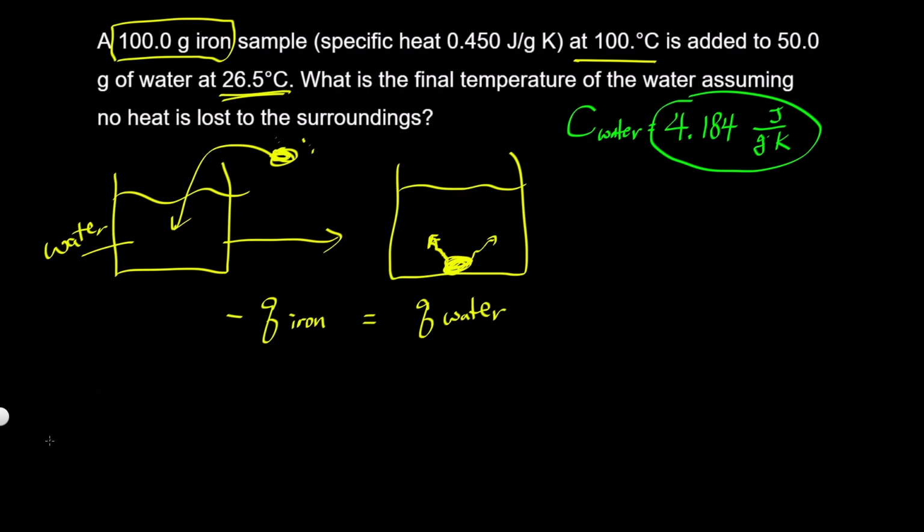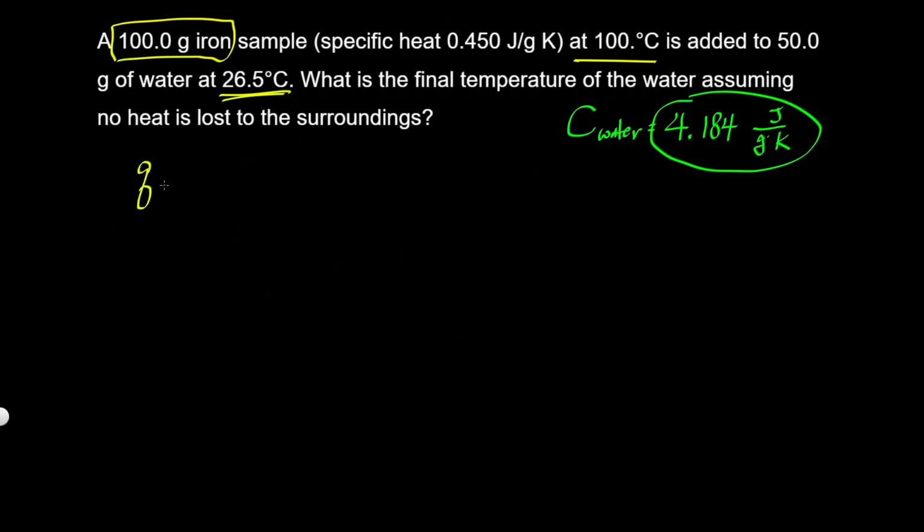And then we got all this data. Let's work with Q equals MC delta T for both of them. So we have negative Q for iron should equal Q for water here. Then negative MC delta T. Remember this is MC delta T for the water side and for the iron side. So negative, M is 100.0. This time I'm going to omit the units.